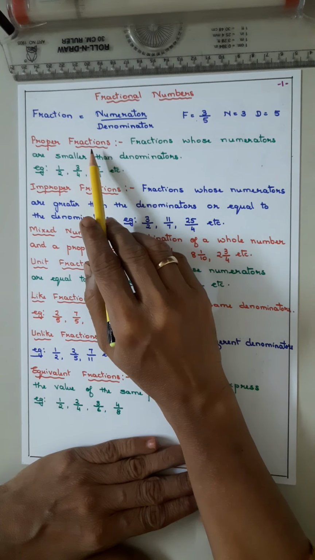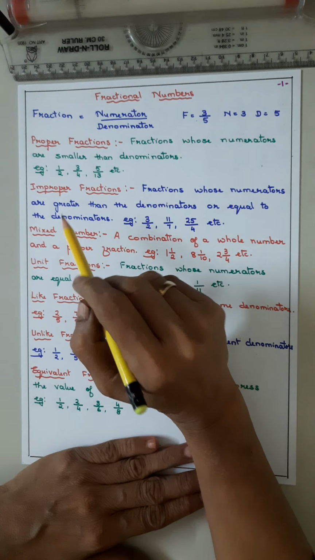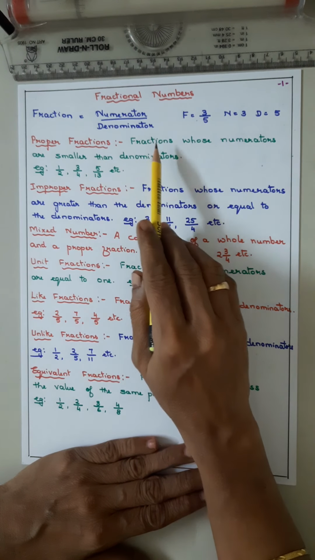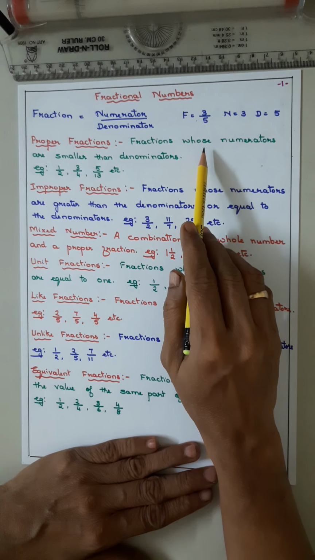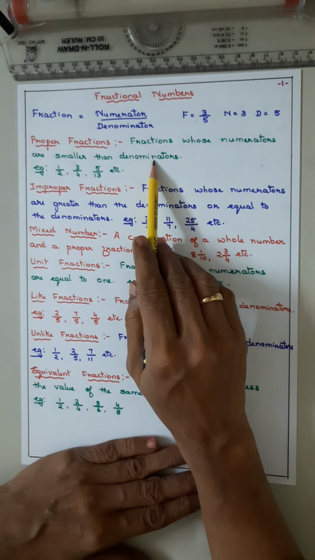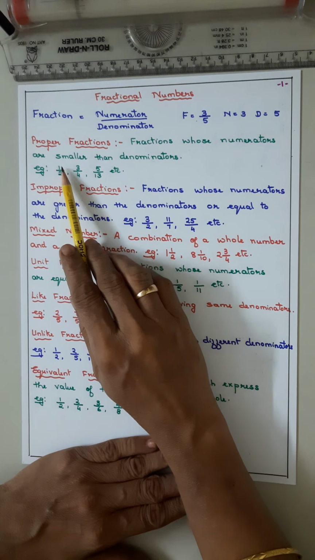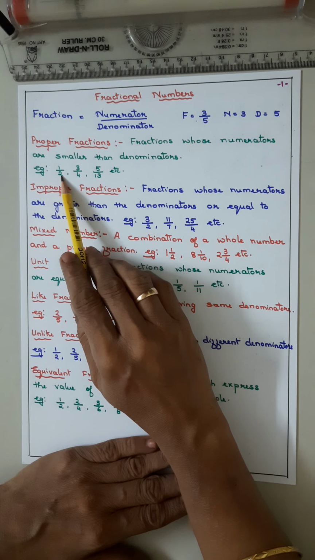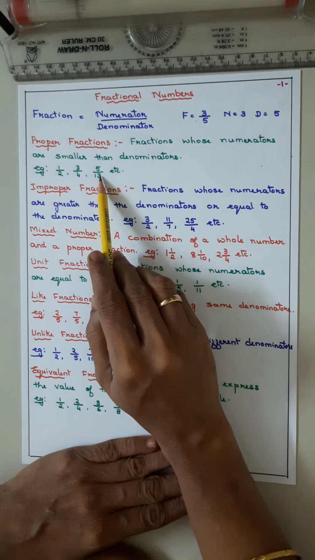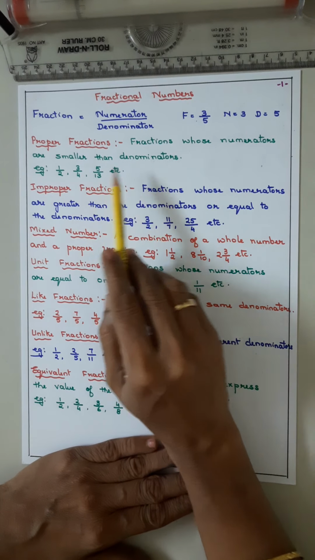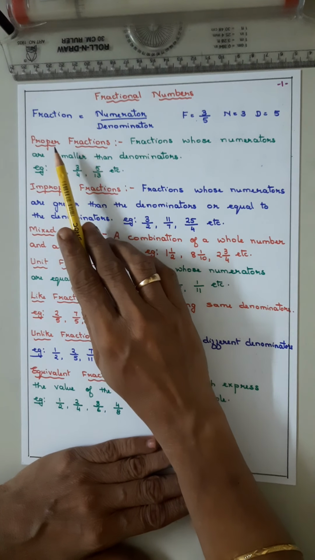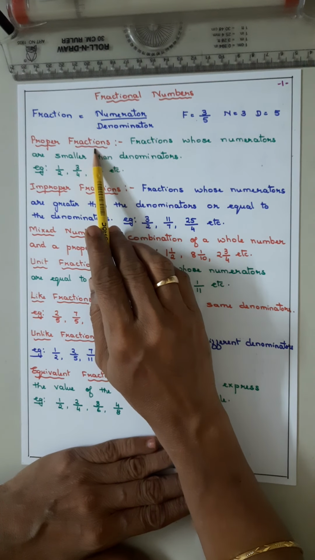Now, the different types of fractions. Proper fractions. What are proper fractions? The proper fractions are those fractions whose numerators are smaller than denominators. So here the numerator is smaller than the denominator. 1 by 2, 3 by 4, 5 by 13, etc. If in any fraction the numerator is smaller than the denominator, then you call it a proper fraction.